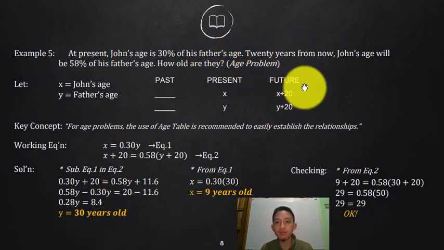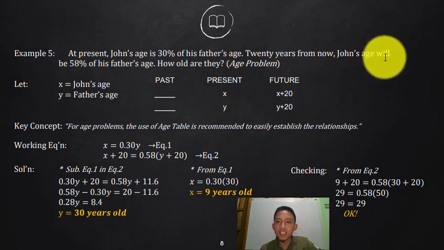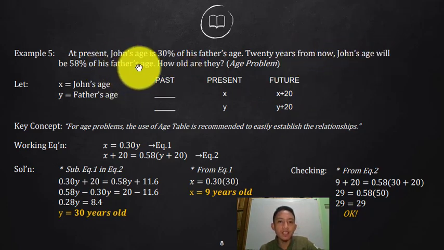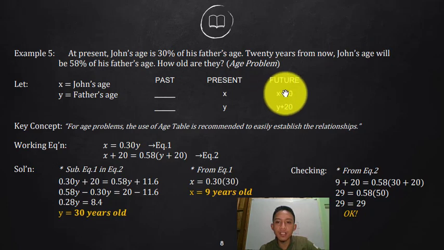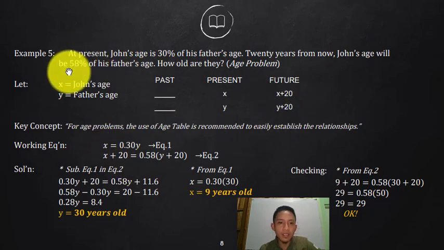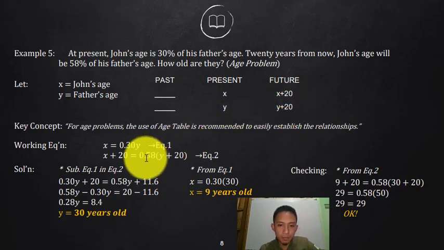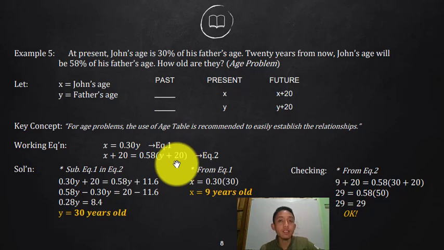So what else? Let's proceed. 20 years from now, so that is now in the future, after 20 years. That is where we will be getting your second equation. 20 years from now, John's age will be 58% of his father's age. So what is John's age after 20 years? That is x plus 20. That is equal to 58% of father's age, which is y plus 20. So 0.58 of y plus 20. Equation 1, equation 2. You now have two equations. You are now ready to solve that.